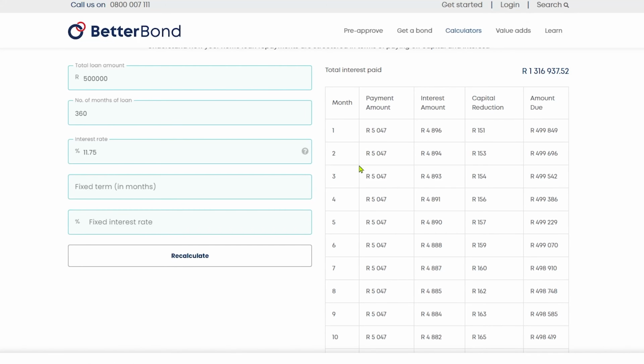If we look at a traditional amortization table, it's quite scary to see the amount of interest that you get charged from day one. Like we can see here, from the first month, our payment amount will be around 5,047 Rand, and the interest amount will be a massive 4,896 Rand, where the capital reduction will only be 151 Rand. So in the first month, you will only be reducing your overall debt with 151 Rand.